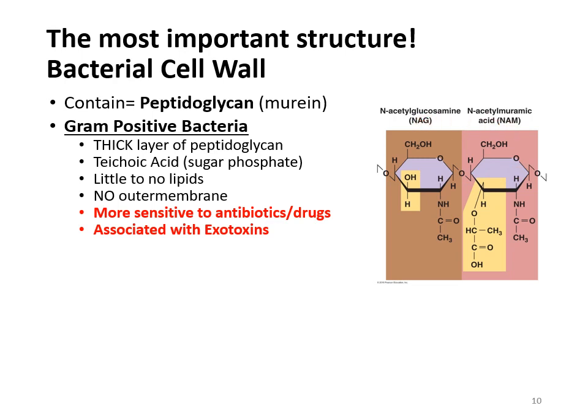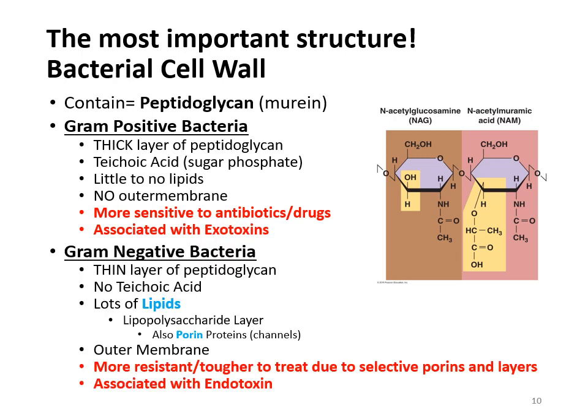There is a whole lot of this peptidoglycan in gram-positive cell walls. And remember, gram-positives, we said, are the more sensitive of the two types of cells. They also tend to be associated with exotoxins. Whereas gram-negatives are the ones with less peptidoglycan, but a whole lot of lipids.